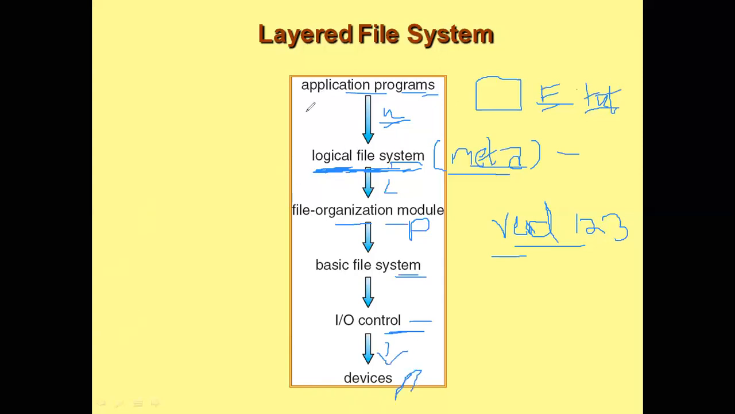For example, let me say there is a printer which wants to print a text file. The application program sends the name of the text file to the logical file system. The logical file system gets the logical address of that file. The file organization module converts that logical address to a physical address, that is, the location on the particular disk. Now the basic file system will issue a command: read the contents from that particular text file.